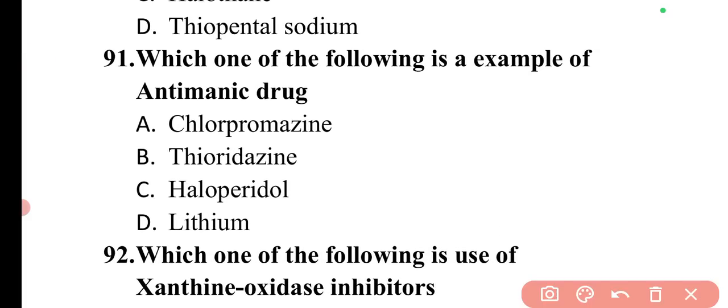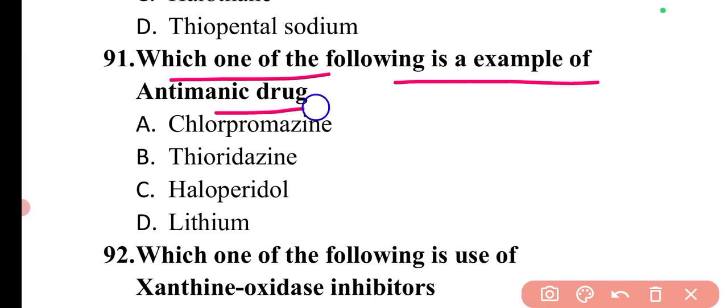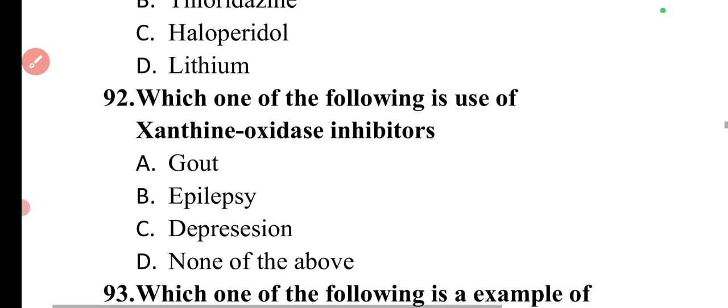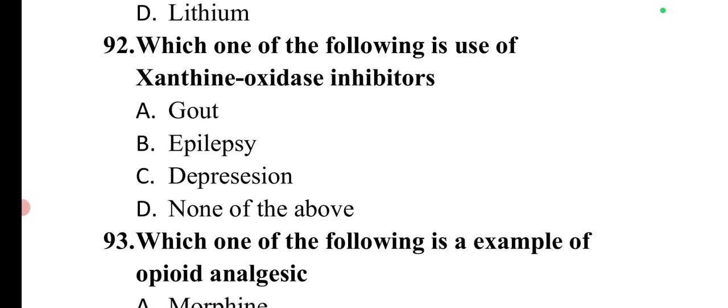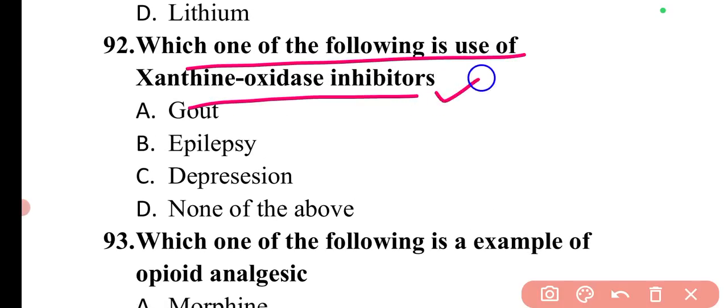Next question is, which one of the following is an example of antimanic drug? So the example of antimanic drug includes lithium. So here option D will be the correct answer. Next question is, which of the following is use of xanthine oxidase inhibitors? So the use of xanthine oxidase inhibitor is gout. So here option A will be the correct answer.